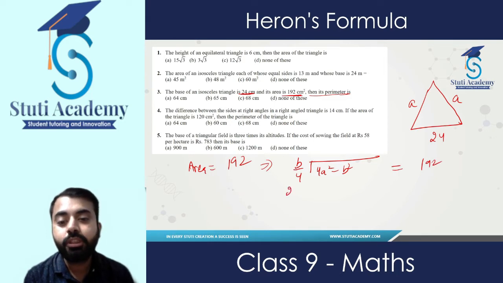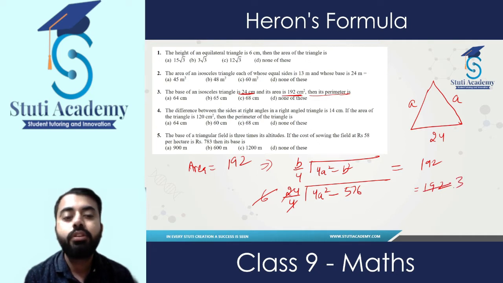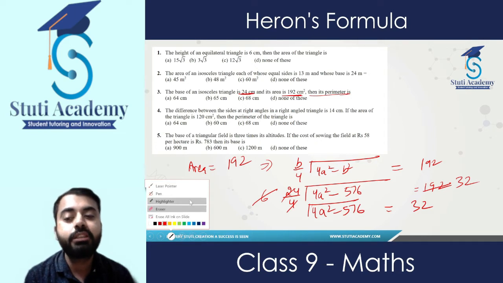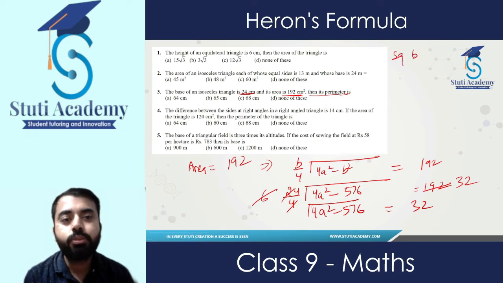I know its base is 24. So 24 by 4 into square root of 4a square minus b square. Again b is 24, that means 576, equals 192. 6 will cancel this out, and 192 by 6 is 32. So I got the square root of 4a square minus 576 equals 32. Now what you have to do is square both sides, because we have a square root on the LHS and a whole number on the RHS. We are going to square both sides.